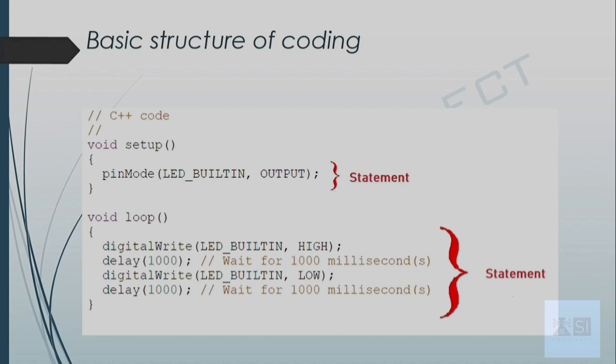And you'll see curly braces over there. These curly braces are basically used to start and end the function. In both functions, curly braces are there. And next, in a statement, the one that is written as pinMode(LED_BUILTIN, OUTPUT), that's a statement. After a statement, you can see a semicolon. The semicolon is used to end the statement.